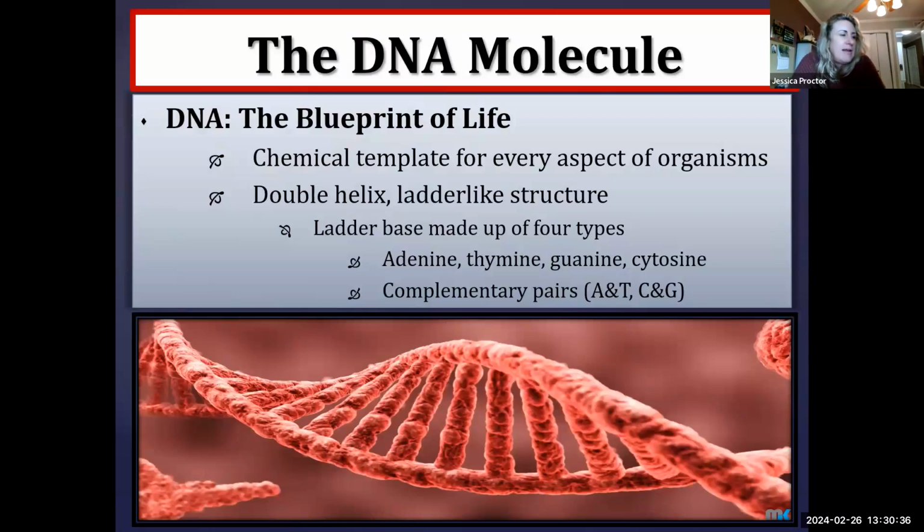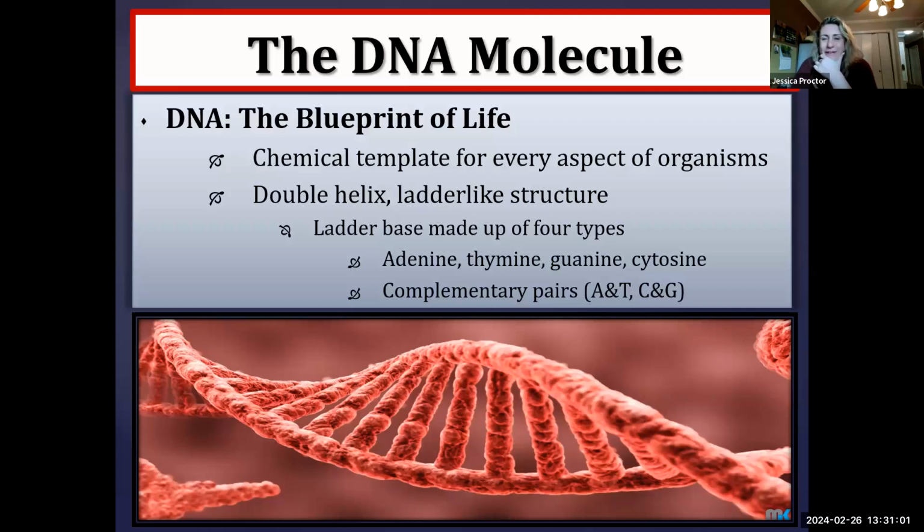Like I mentioned, DNA is essentially our chemical template or our blueprint for life. It's the chemical template for every aspect of an organism. It codes for all of our physical attributes, what we look like, the structure of our bodies, of our organs, what color hair we have, what color eyes we have. It's a chemical template for every aspect of who we are as an organism.